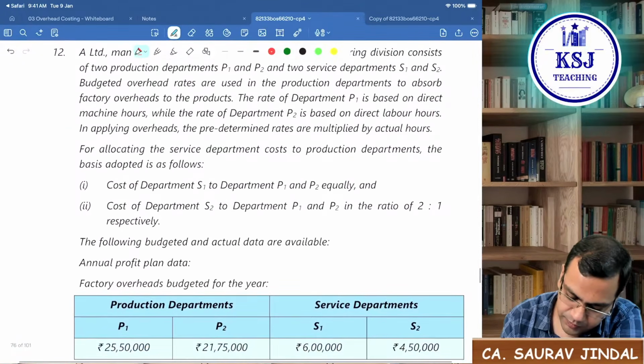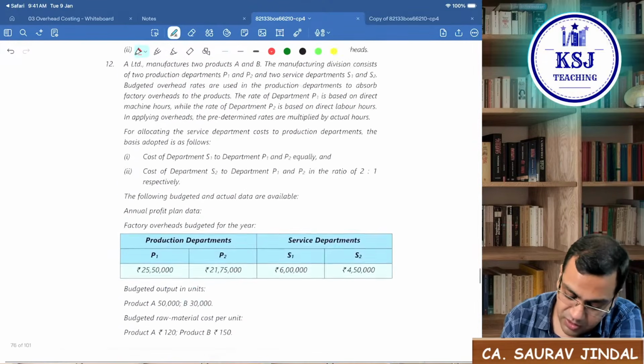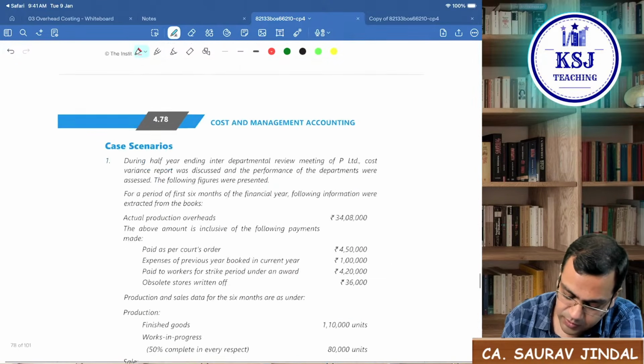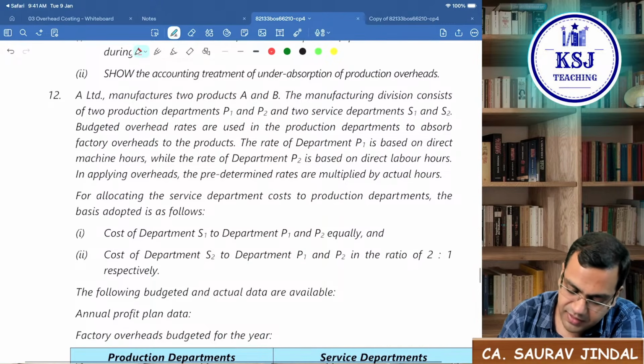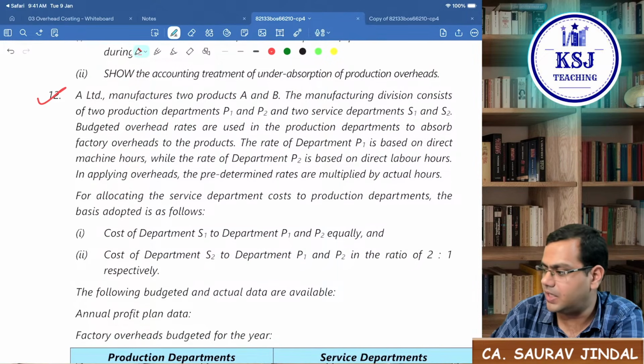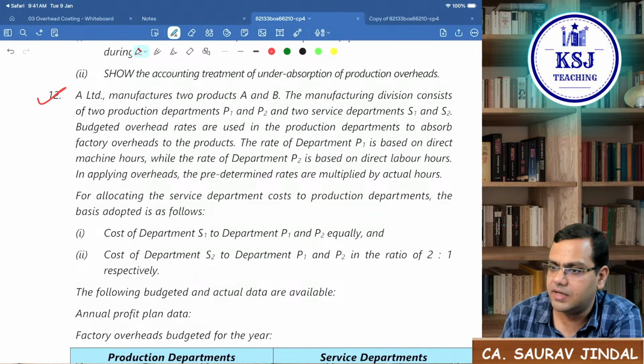Question 12 you can do. 11 you can do. I'll do the 12th one, the last one, right? So after the 12th, we'll wind up. So this 12th one is the last one. It's a bit lengthy, but then fine, right? This 12th one I'll take up now.